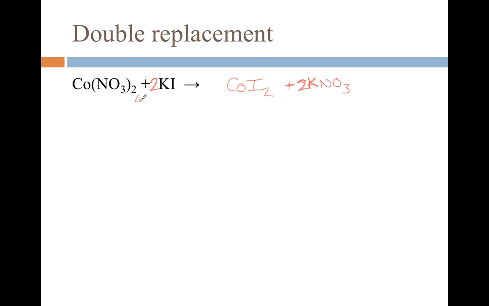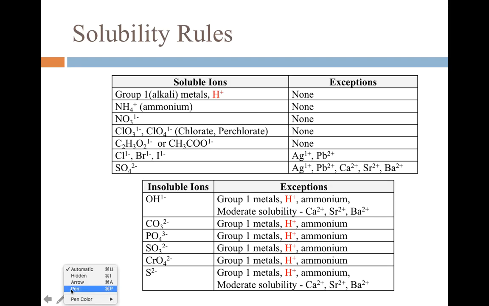Of course, your 2 ionic compounds always have to be aqueous on the left. You have to dissolve both of the ionic compounds in water in order to even try to make a double replacement reaction occur. And then we're going to use our solubility rules to determine the products of these two. So we have cobalt(II) iodide and potassium nitrate. These are the ones we need to check out here.